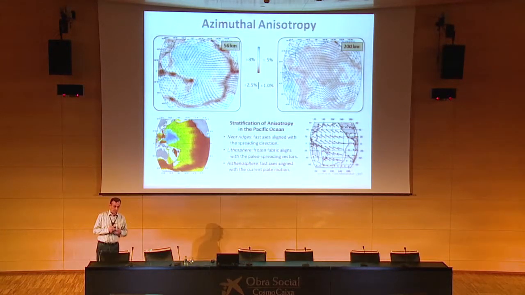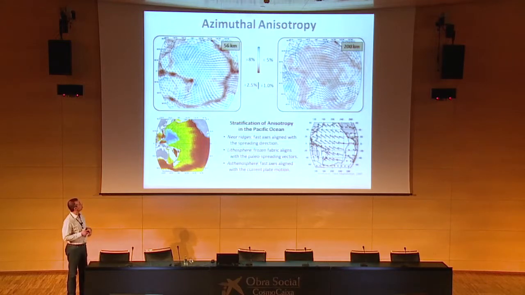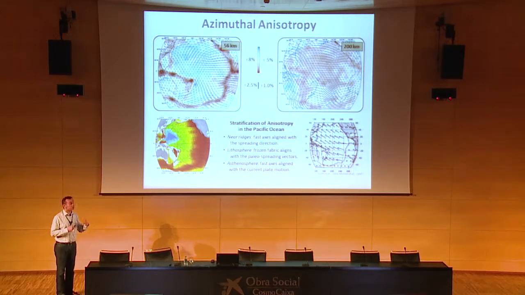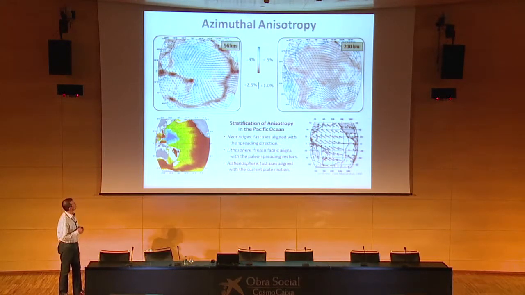And now, from a plate tectonics perspective, azimuthal anisotropy we can see very clearly. If we look at the Pacific plate, in the asthenosphere, the fast directions that characterize the current shear in the asthenosphere are parallel to plate motion. And in the lithosphere, the fabric is frozen, so the fast directions are parallel to paleo-spreading directions. So this is when the lithosphere formed. This is what the shearing was like.